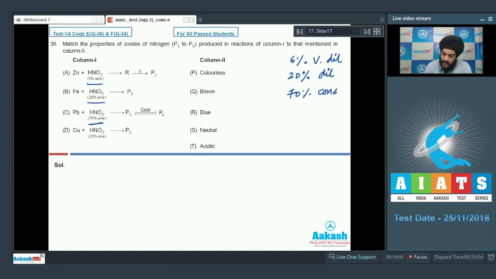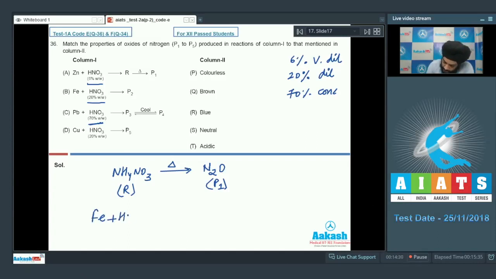Zinc plus HNO3. So we know that zinc, when it is reacted with very dilute nitric acid, forms NH4NO3. So this is our compound R. Now when this compound is heated, we get N2O, which is the nitrogen oxide formed in the first reaction, the product P1. If you look at the second option now, Fe plus dilute HNO3, it also gives us N2O. So P1 and P2 are both N2O.